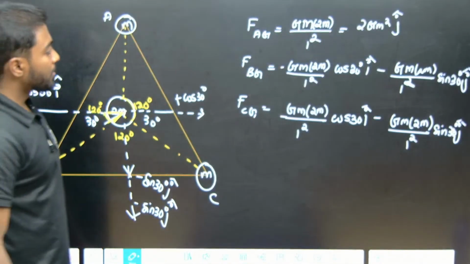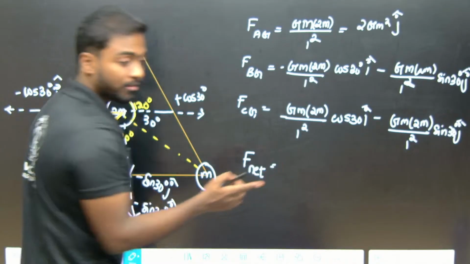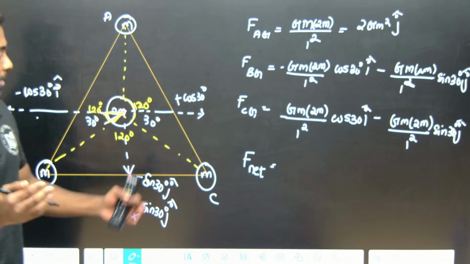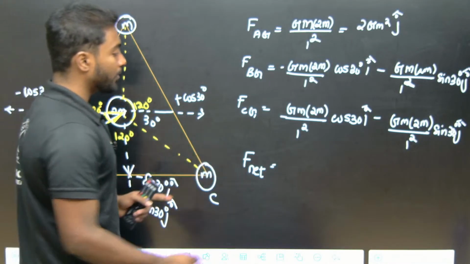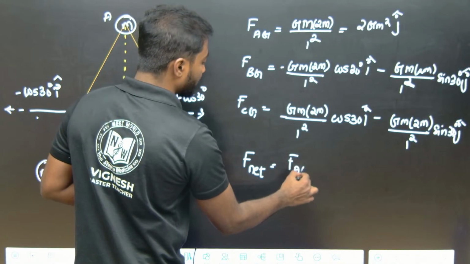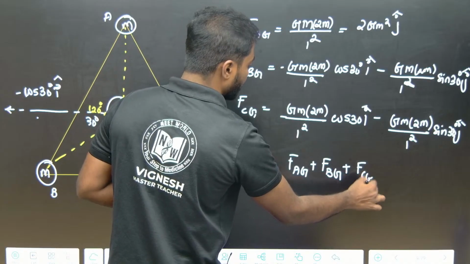Now F net, by the superposition principle, the sum of forces will be equal to F net. So F net will be equal to F AG plus F BG plus F CG.